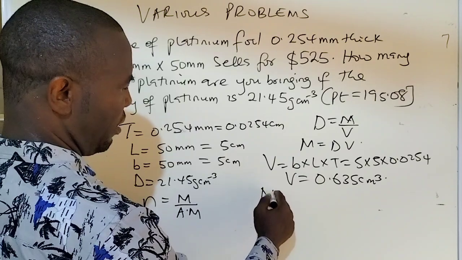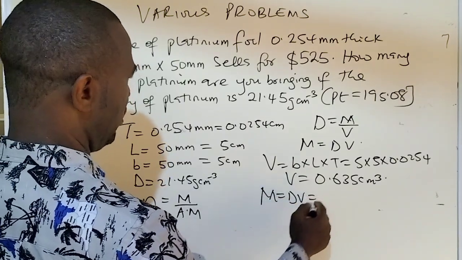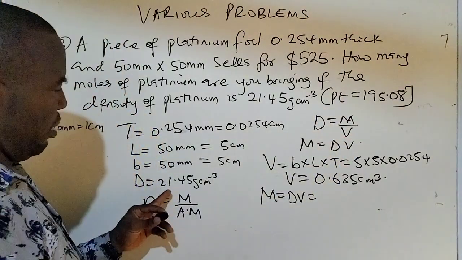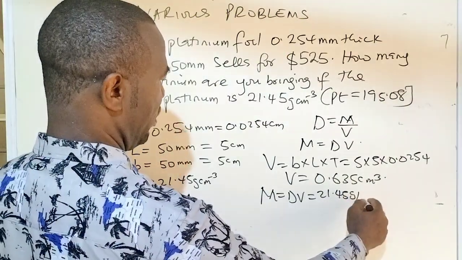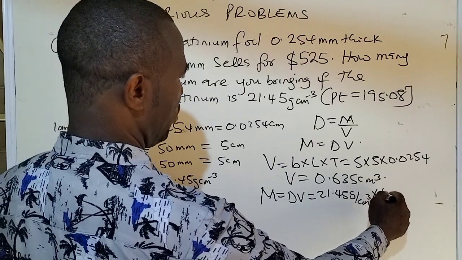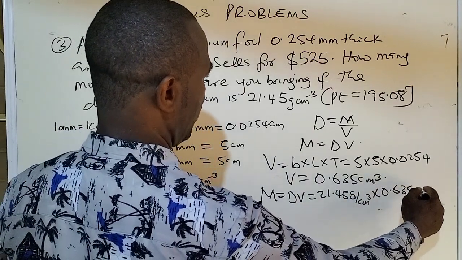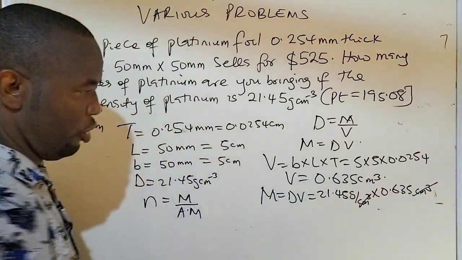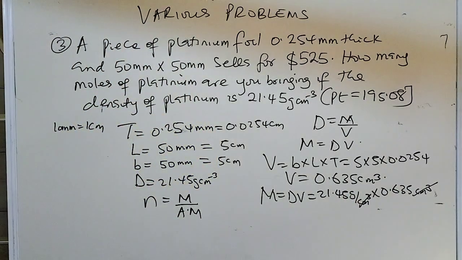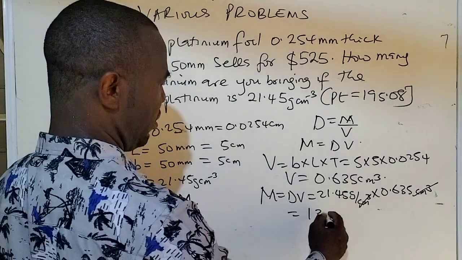So having done that, we can go ahead and solve using density. Mass is density times volume. Density is 21.45 gram per cm cube. Volume is 0.635 cm cube. Cm cube cancels cm cube, so the mass is now in gram, which is what we want. So we'll multiply out, and the mass we're going to get is 13.6 gram. 13.6 grams as our mass.